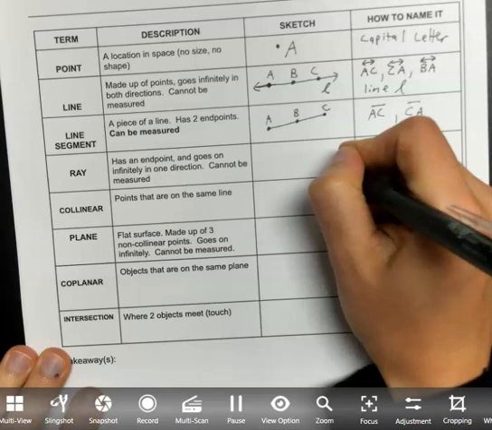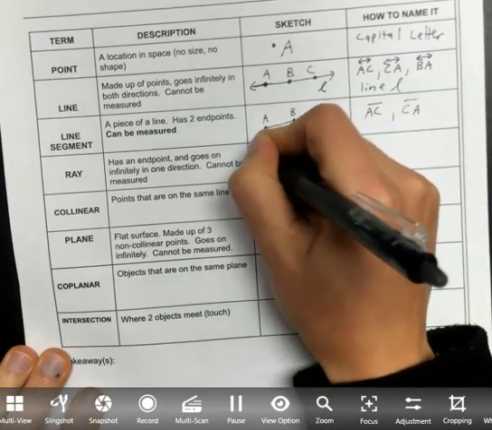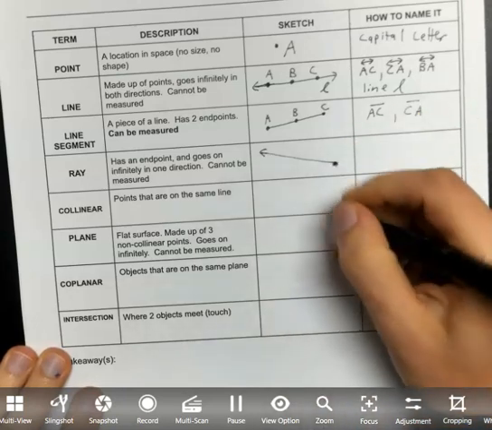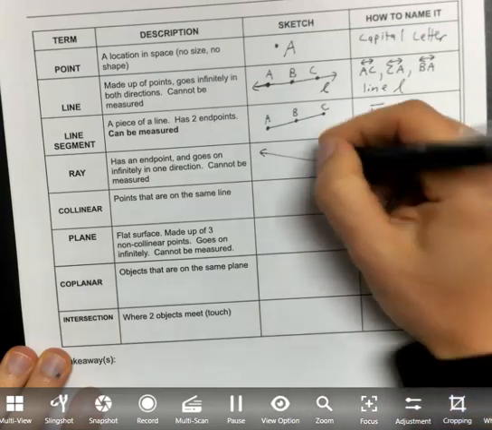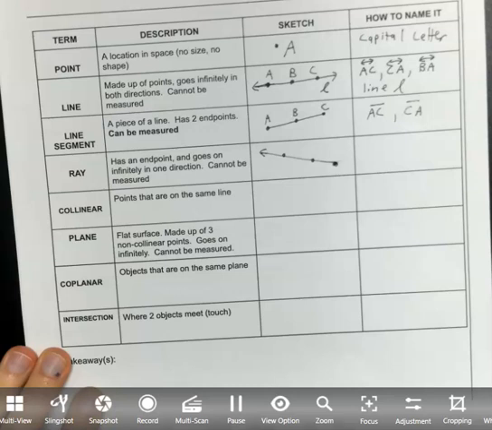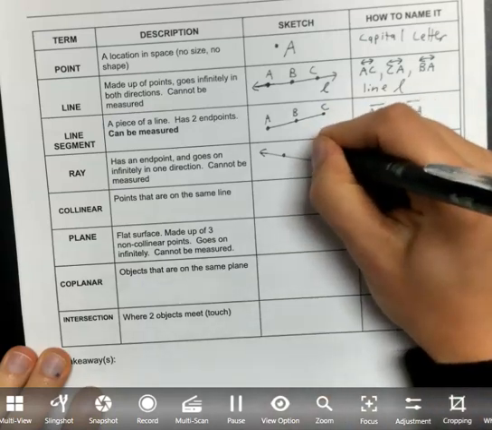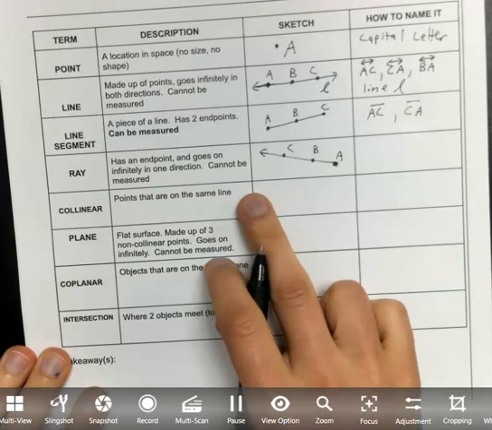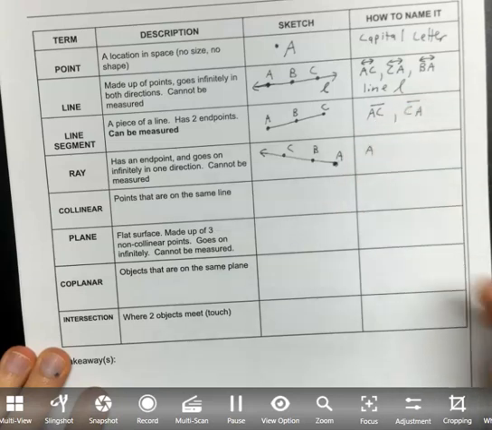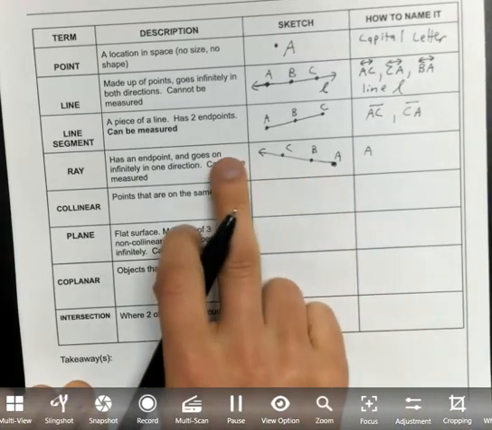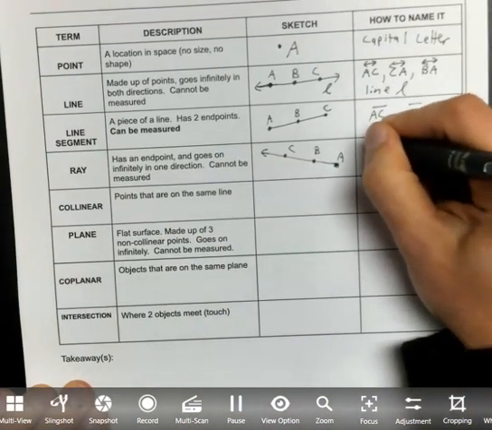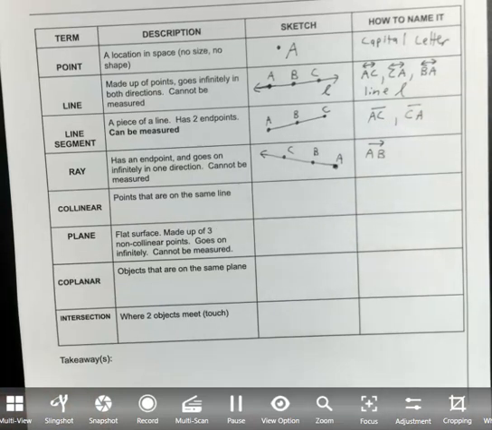A ray has 1 endpoint and then goes infinitely in the other direction. I could have drawn a ray the other way. This time I just decided to draw one here. So endpoint and then goes to infinity. And then since it's going to infinity, there's going to be points along the ray. So here I have my points. Alright, so to name it, I always have to start with the endpoint. Next, I pick any of the points that are going in the direction to infinity. So I can go ahead and say AB. This is ray AB.